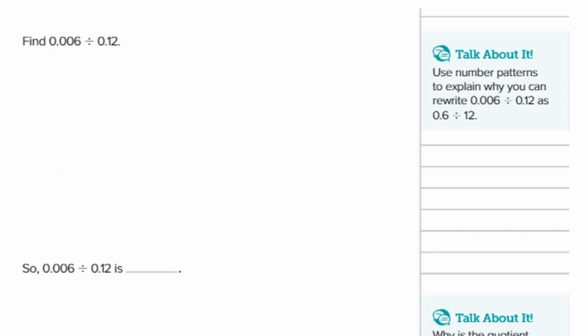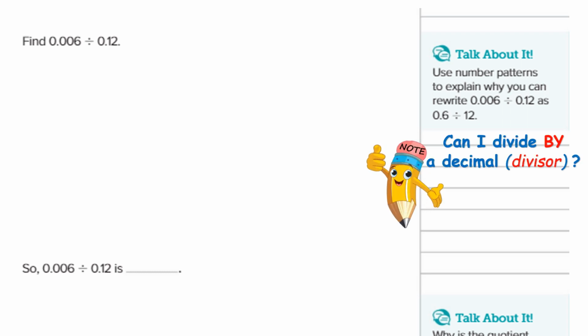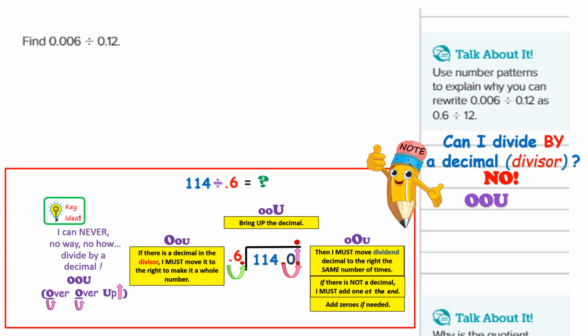So what about this one? This is why we ask the same question as we begin these problems every single time. Can I divide by a decimal? Can my divisor, my outside number, be a decimal? And that answer is no. It is impossible. You cannot do it no matter what, no how, no way. We reviewed this last week, and once again, we talked about how we have to do the over, up process to find the correct answer.